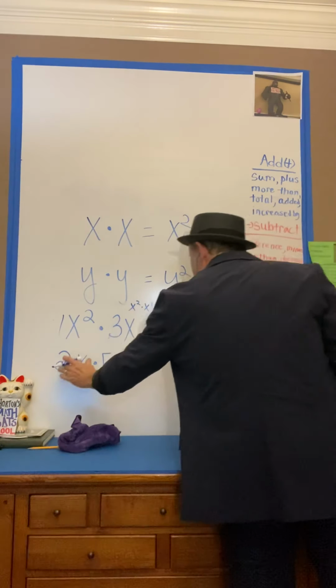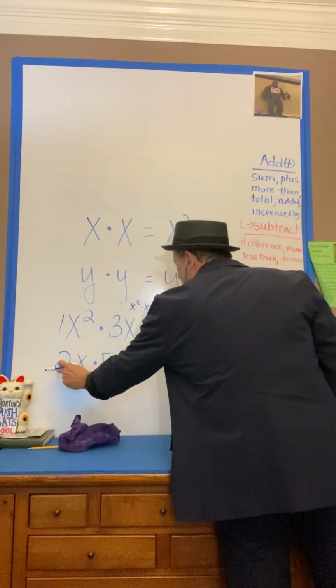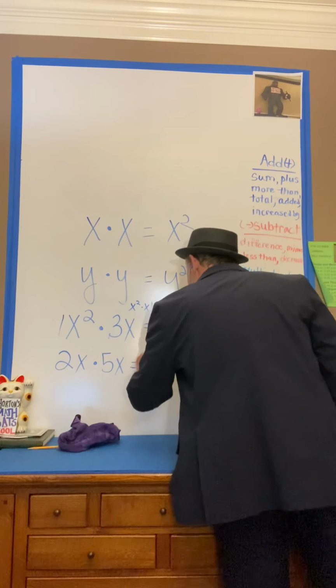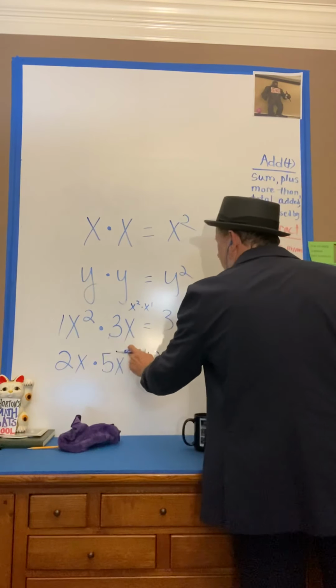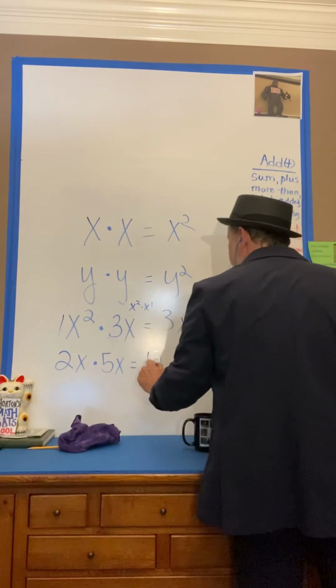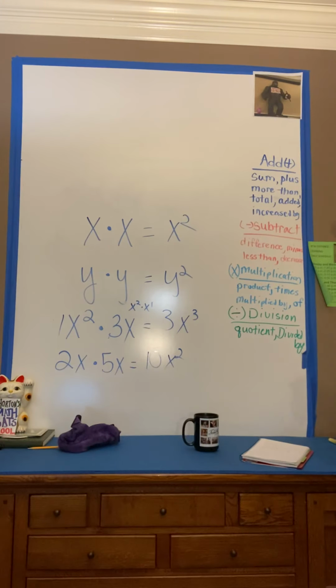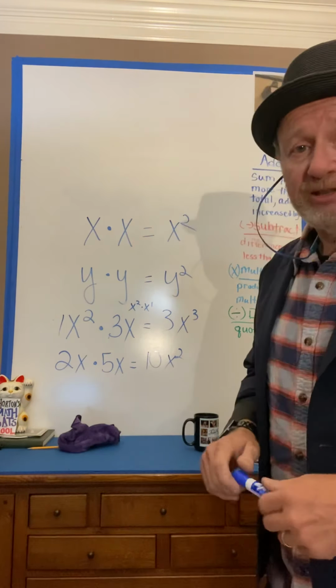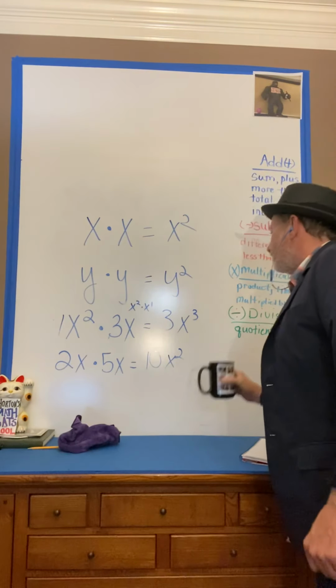Now, one more. I have 2x times 5x. First thing I do is my multiplier. 2 times 5 is 10. X times x, x to the 1 times x to the 1, 1 plus 1 equals 2. So that would be 10x squared. You will be seeing a little bit of this in your homework today on Delta Math. All right, looking good so far.